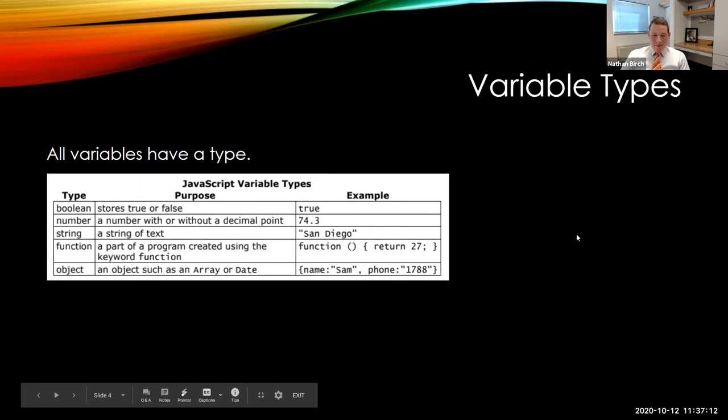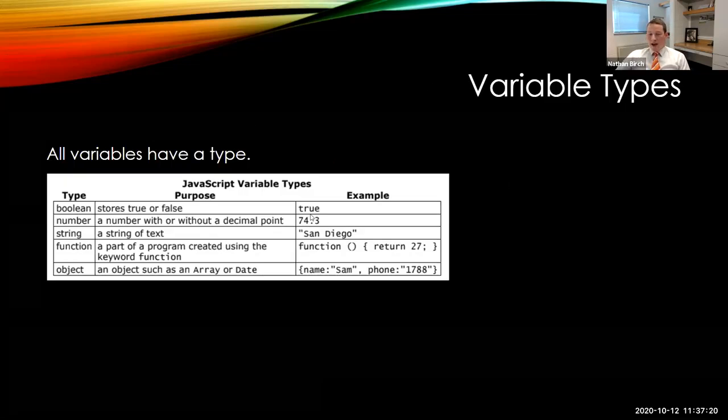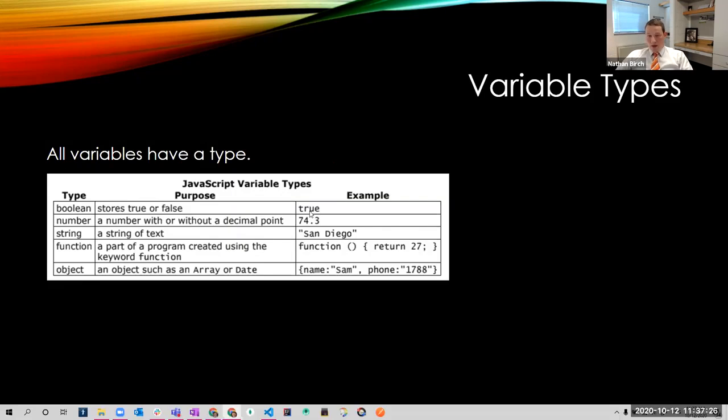So variable types. There are 5 primary variable types in JavaScript. Okay, there's a Boolean, which stores a true or false value. So if I was going to store a Boolean variable, I could just say var x equals true. And I could look at that.